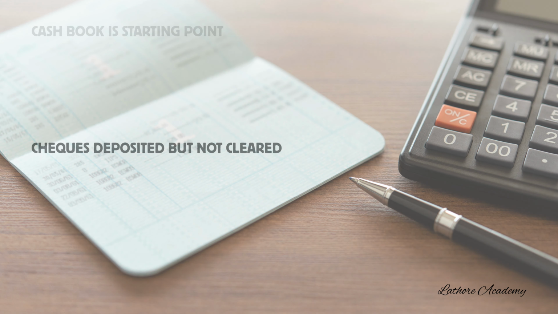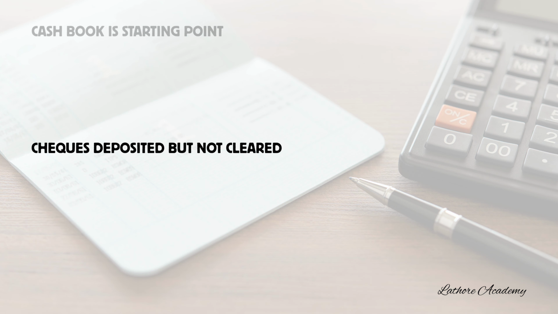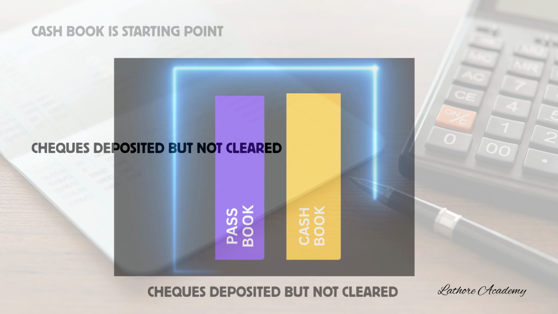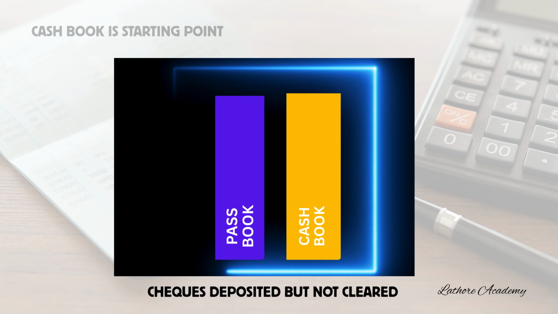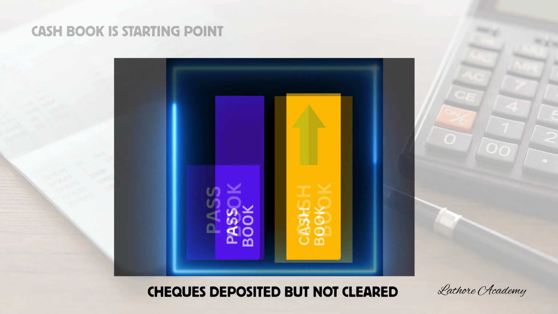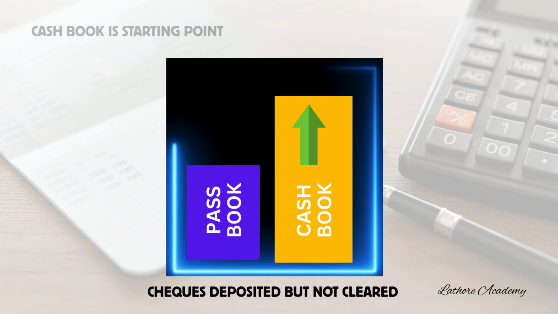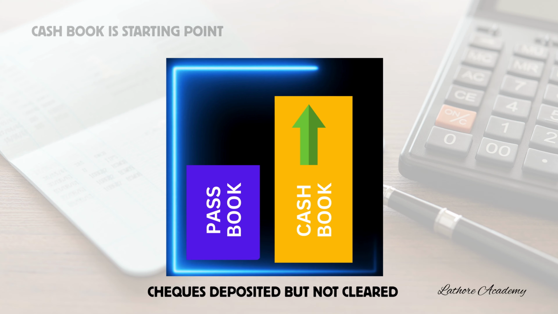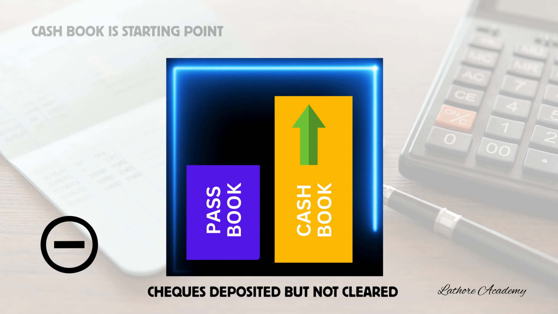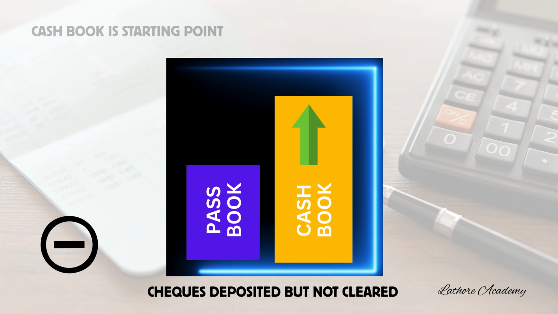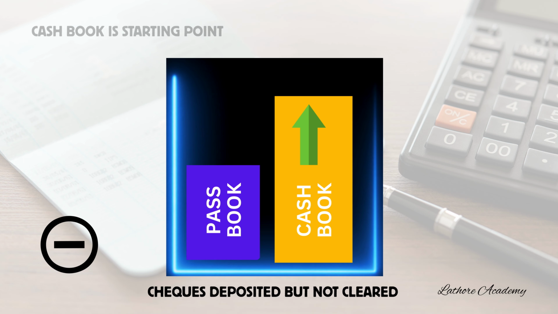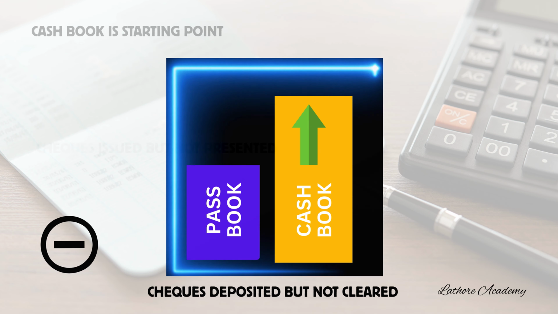Transaction number 1, checks deposited but not cleared. Students, when you deposit a check, you immediately record it in your cash book, isn't it? However, the bank hasn't processed it yet. So your bank balance appears lower than your cash book balance. So we need to subtract this amount because the bank hasn't recognized this deposit. So this is a less item.